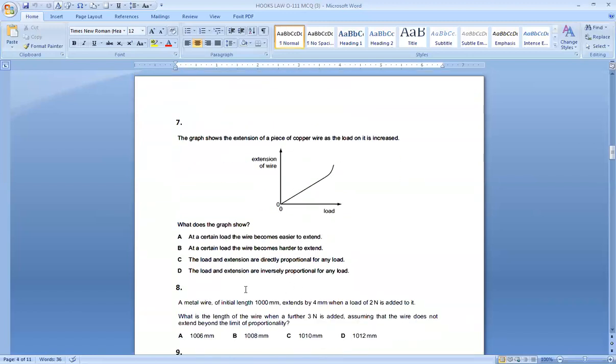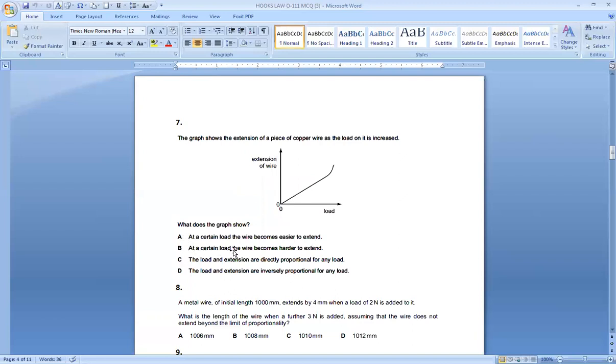Number 7 says the graph shows the extension of a piece of copper wire as the load on it is increased. What does the graph show? So the graph shows a constant extension, and then there is an increase in extension. It means we have exceeded the limit of proportionality. Let's see what the options say. At a certain load, the wire becomes easier to extend. This is correct, because after a certain load there is a sudden change in the extension. It means the extension has become easier. So option A is the correct option.